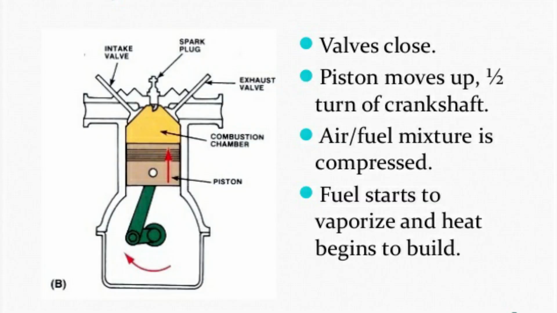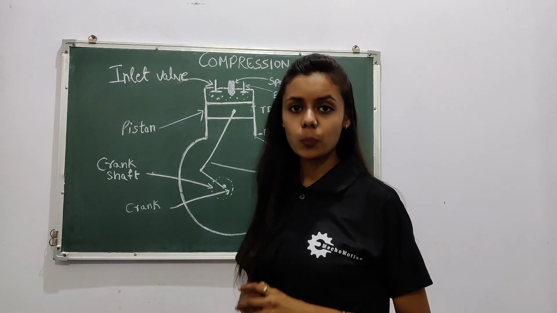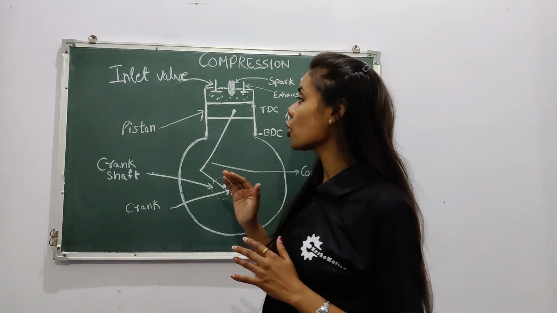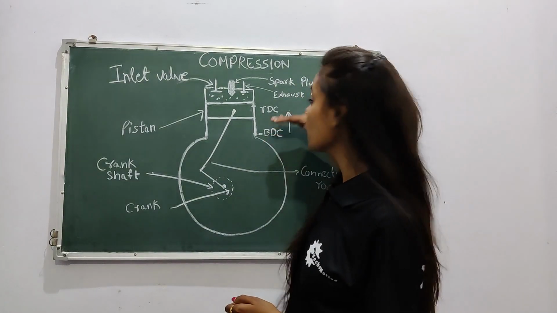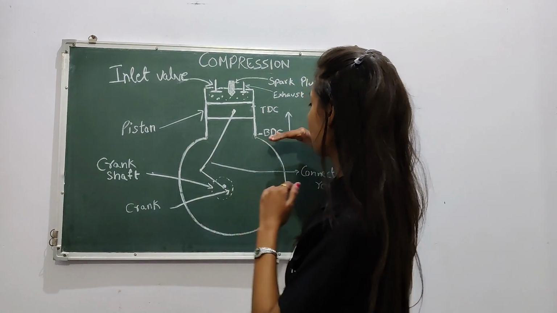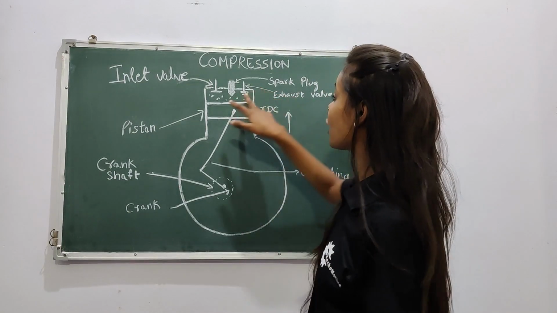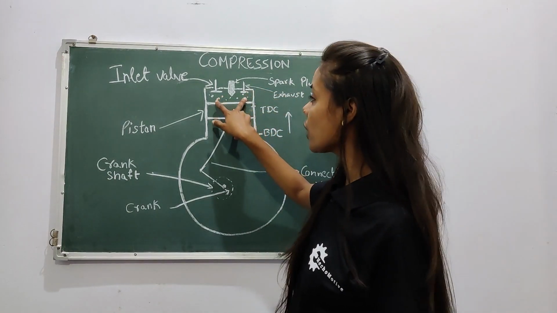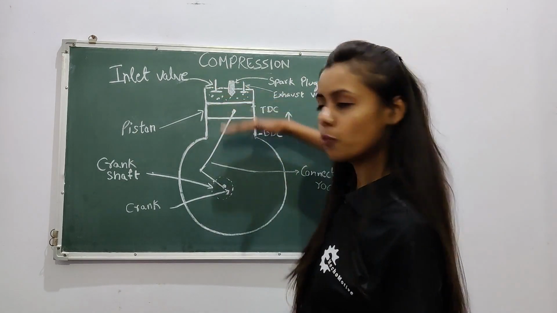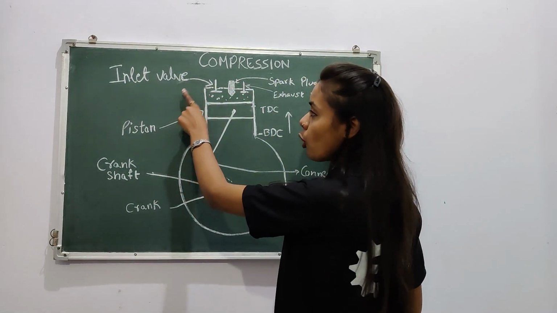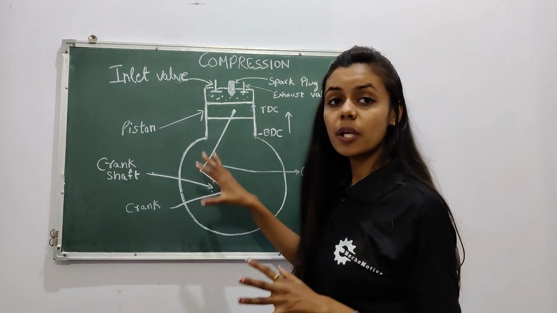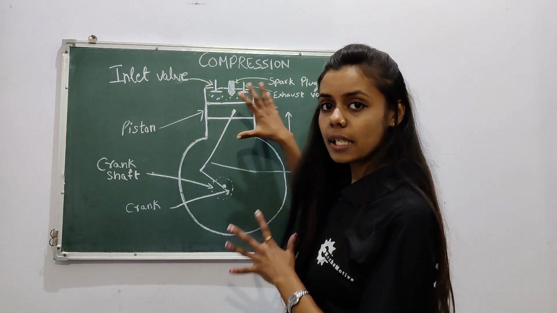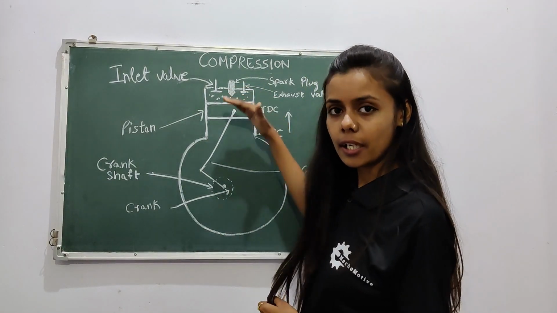So this is the second stroke, which is called compression stroke. In this stroke, the compression of the charge takes place when the piston moves from BDC to TDC. As you can see, the piston is moving from BDC to TDC and the fresh air-fuel mixture present over here is being compressed by the piston movement. Both valves, inlet valve and exhaust valve, remain closed during this process. The charge which occupied the whole cylinder volume is now compressed up to the clearance volume.